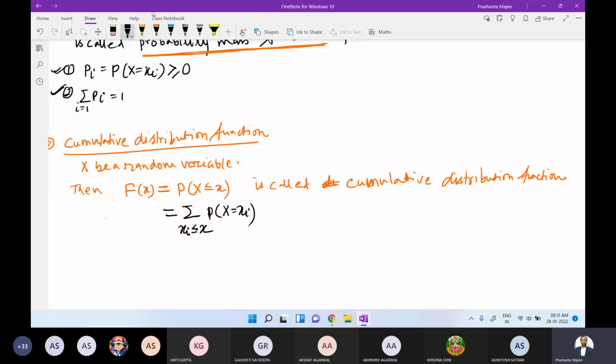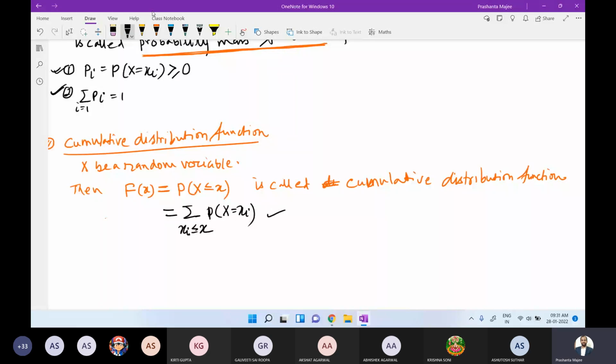Okay. So if you want to find out the cumulative distribution function for discrete random variable, you will have to find out all the possible outputs which are less than or equal to small x, and at all those possible outputs you find out the probability and then add them. So this is the cumulative distribution function in case of discrete random variable.